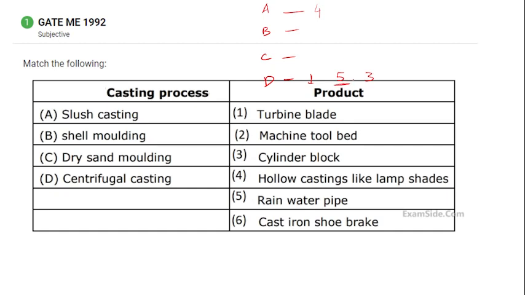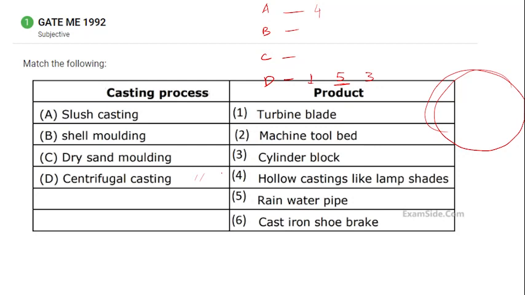Rainwater pipe. Have you ever seen a rainwater pipe? Very, very big in diameter. A hollow big pipe. Cylinder block can also be. See, what is the most appropriate for this application? Centrifugal casting. I have told you, big diameter hollow pipes are made by centrifugal casting.